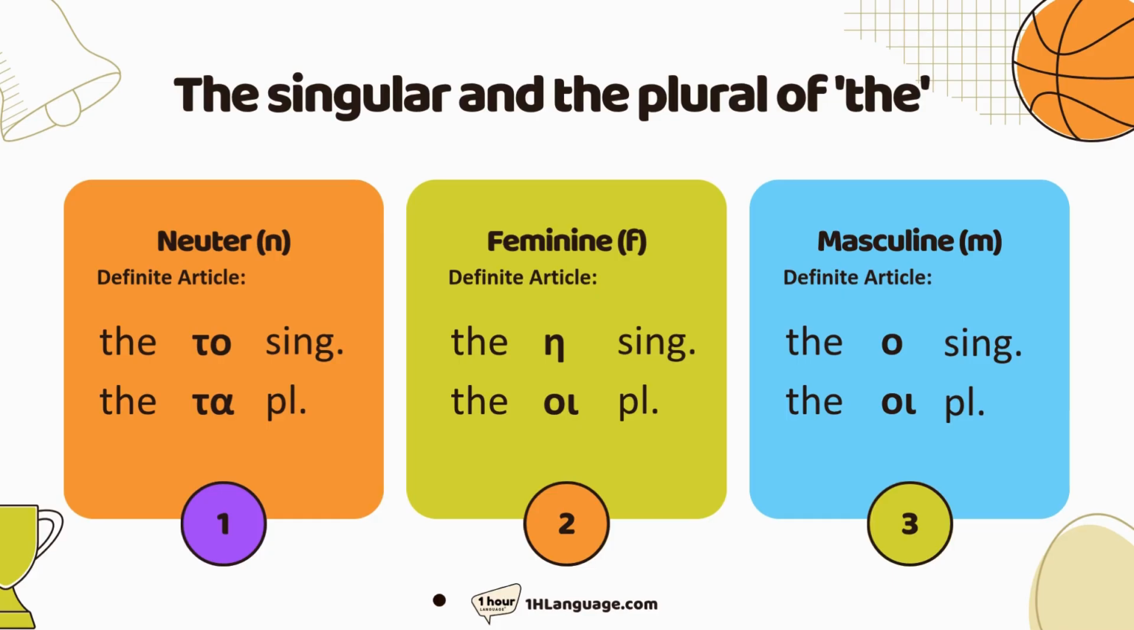Feminine singular is i. And the plural is i. They have the same sound, just different spelling. Masculine, the singular is o. The plural is i. Let's look at some examples.